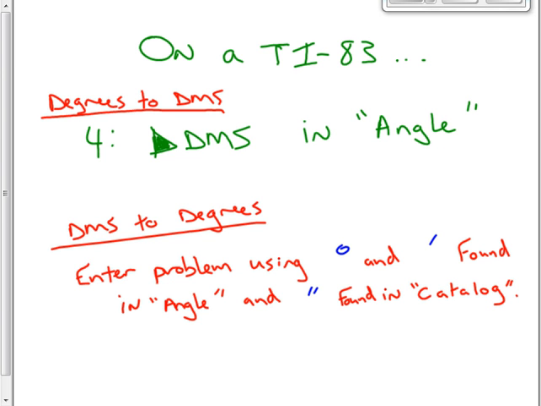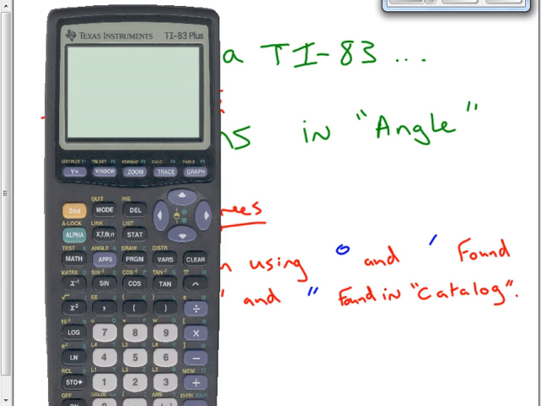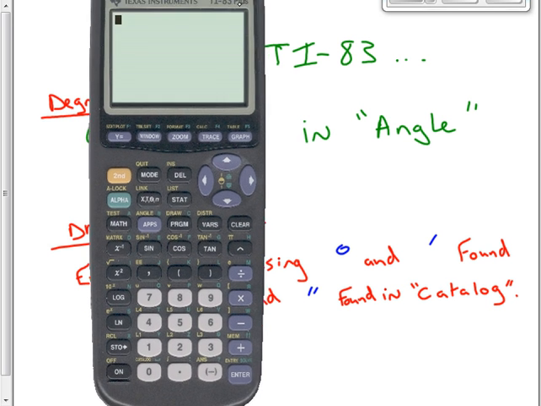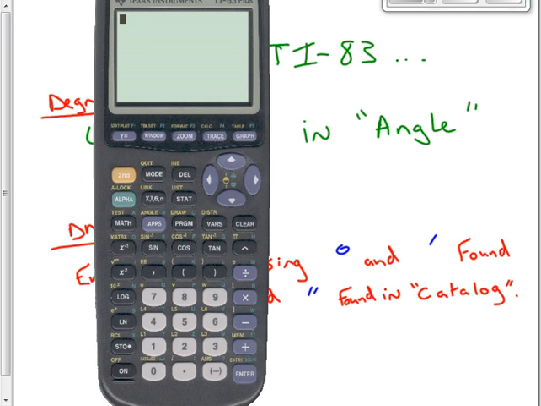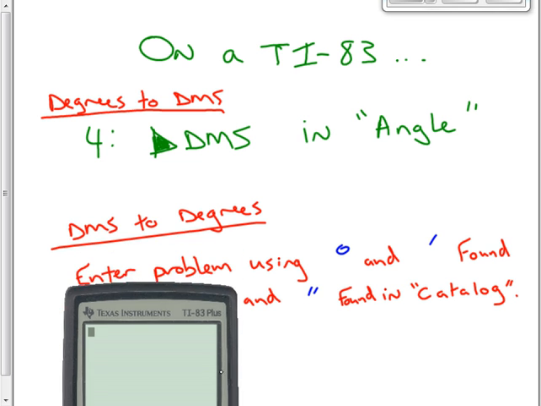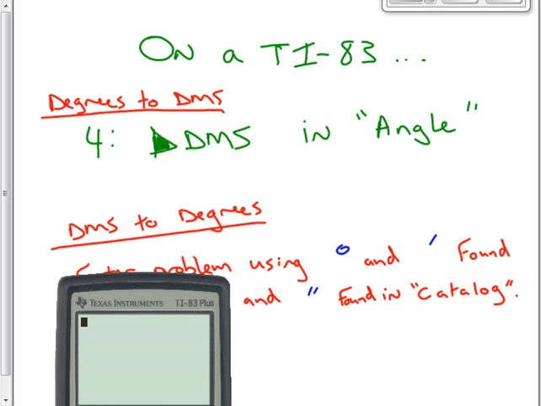To convert from degrees to degrees, minutes, seconds, on a TI-83, you're going to go under angle, which is by the apps button. So you go second, and then apps, which is angle. My calculator's just not working, but you can see it now. Second, and then angle. You want to go under angle, and then the options come up. You want to go to number 4, which is change to degrees, minutes, seconds.